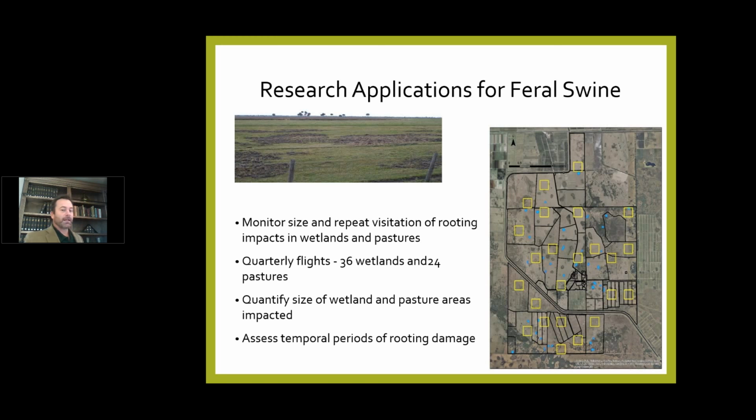So we want to quantify that size and the pasture impacts. At the top left-hand side, you can see typical rooting in pasture that should be occurring right now. They should be increasing their damage on pasture areas and coming out of the wetlands as they dry down.